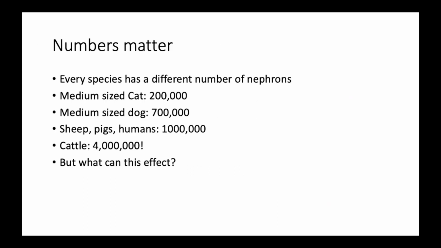So numbers matter. I mentioned that they have hundreds of thousands of these nephrons in their kidney. Every species has a different number of nephrons depending on their needs. A medium-sized cat has roughly 200,000. A medium-sized dog has roughly 700,000. Sheep, pigs, and humans have up to 1 million. Cattle have about 4 million. So what does it affect? It depends, and it's arguable what it affects specifically.